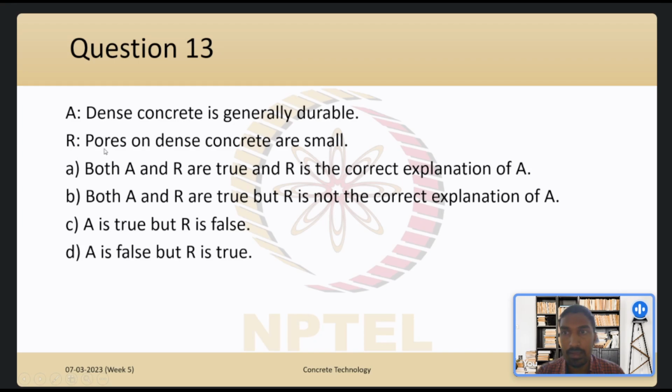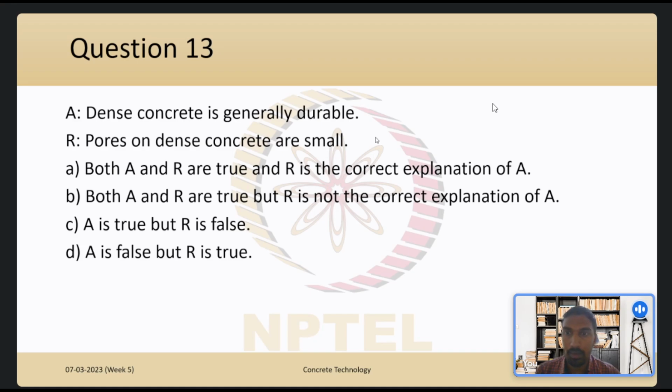And then R says pores on dense concrete are small. This is also true. When you have dense concrete, so when you have higher density, the amount of pores that you will have will be lesser, right? So that's why it is more dense, because we have lesser air content now. So your density will increase, and that is because there are lesser pores remaining now. So therefore R is also true.